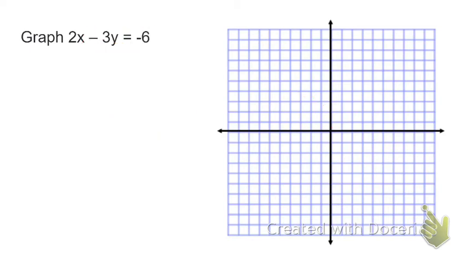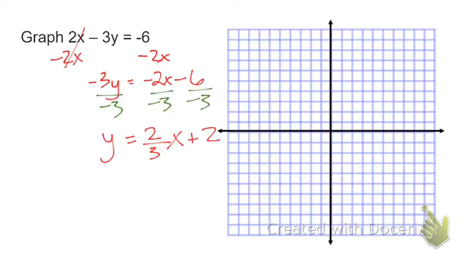One more problem here. Same deal. You've got an equation with your x and y on the left side. Go ahead and isolate y, put it into slope-intercept form, and then graph it and come back when you're done.